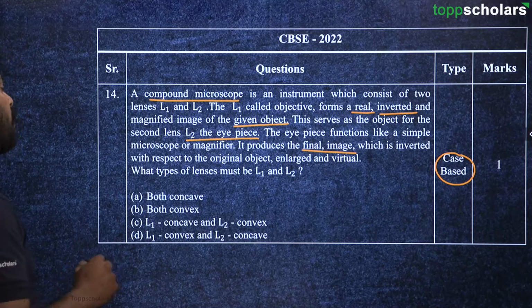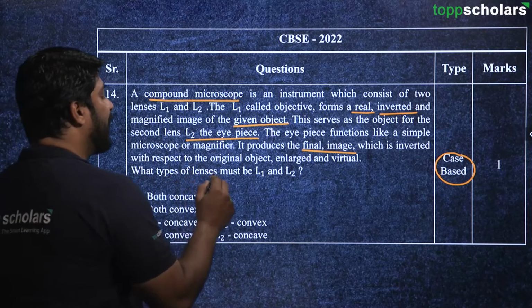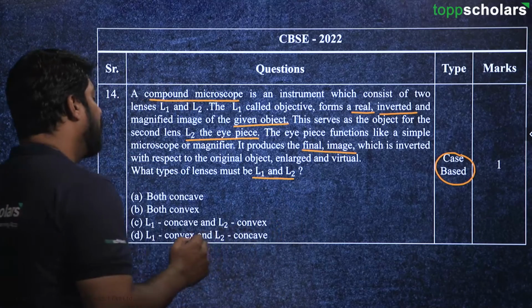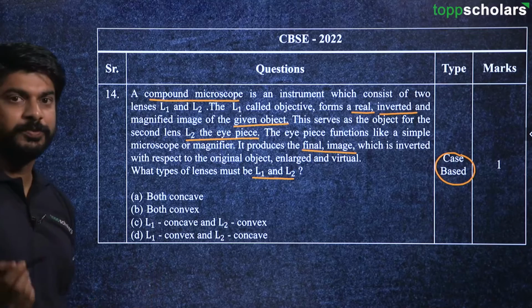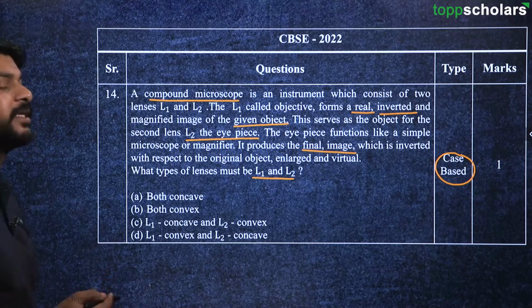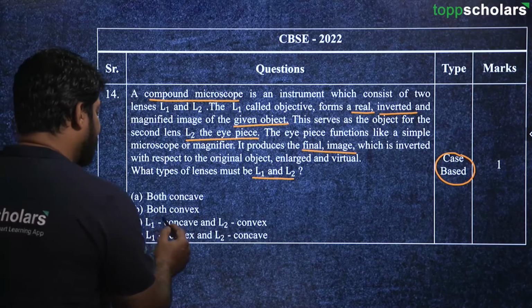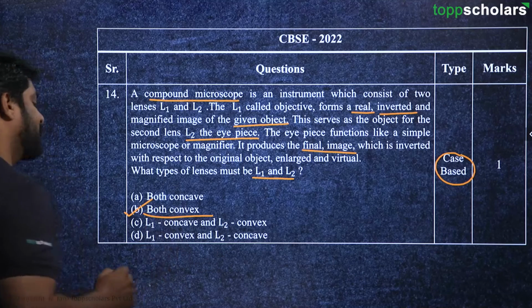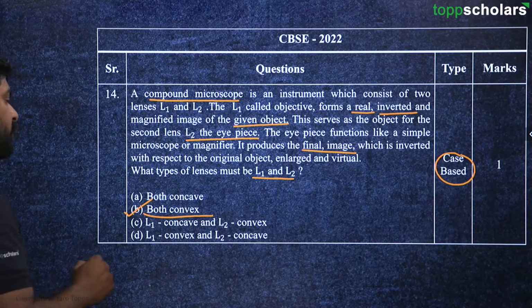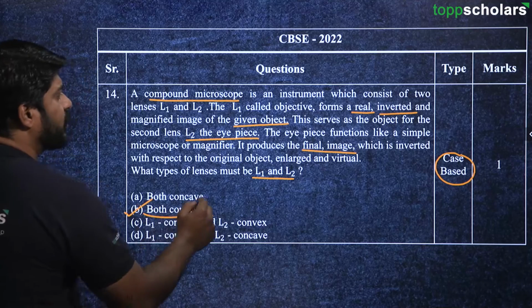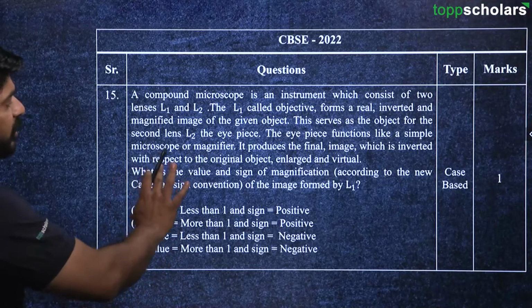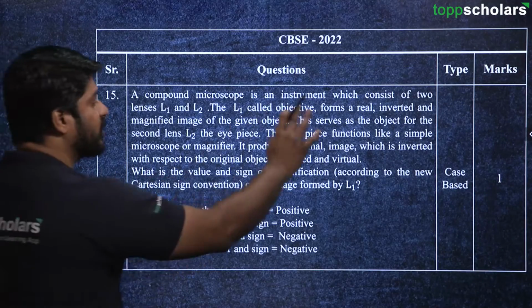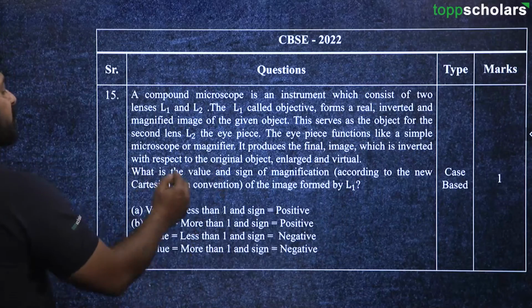Now what types of lenses must L1 and L2 be? According to what we have studied, we know both of these lenses are convex lenses. So both of these lenses are going to be convex. That is going to be the correct answer for this question. It's a very simple question. Moving on to the next. Again, the case is same. As we know, it's a case based question. Case is same, the question is different.